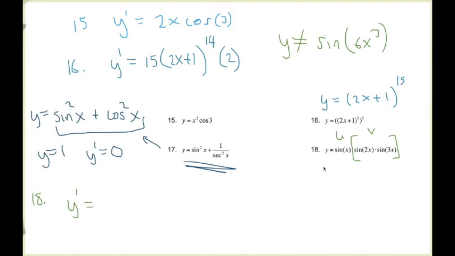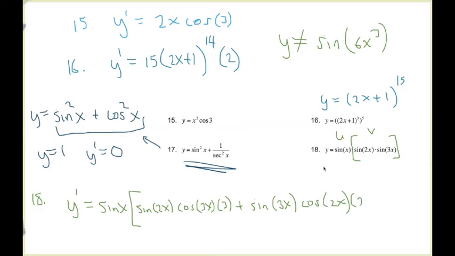Y prime is the first times the derivative of the second. Well, the derivative of the second is going to require a product rule. So just zeroing in on the derivative of that second, it'll be the sine of 2x times the cosine of 3x times 3, plus the sine of 3x times the cosine of 2x times 2.